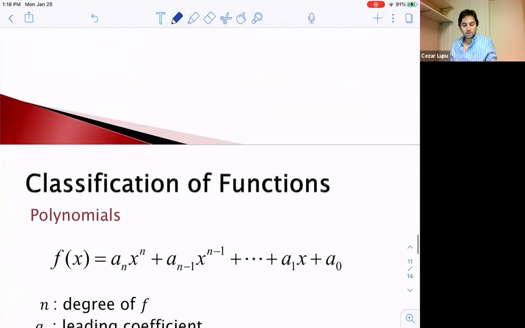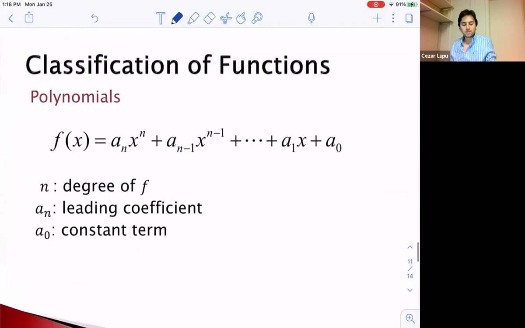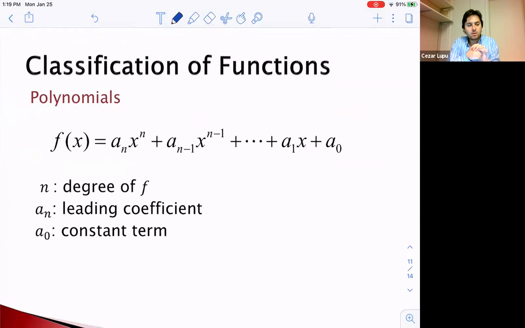And now, I would like to talk about classification of functions. This is very important. We have seen how to look at the graph of functions, but now we would like to classify them. And the first class of functions are what we know, the polynomials. So the polynomials are functions that look like this.